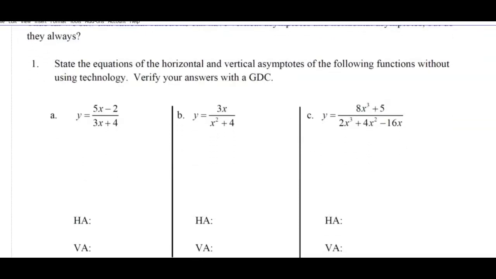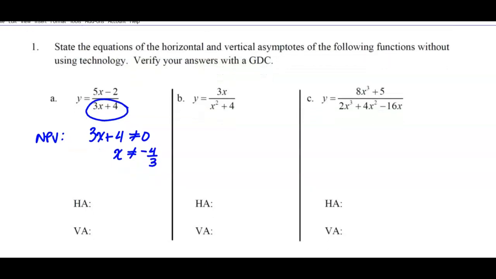So vertical asymptotes, we look at the denominator, right? Just like if we were finding the non-permissible values or the restrictions. So here, 3x plus 4, remember, cannot be 0. So that means x cannot be negative 4/3. So that means your vertical asymptote is x equals negative 4/3.